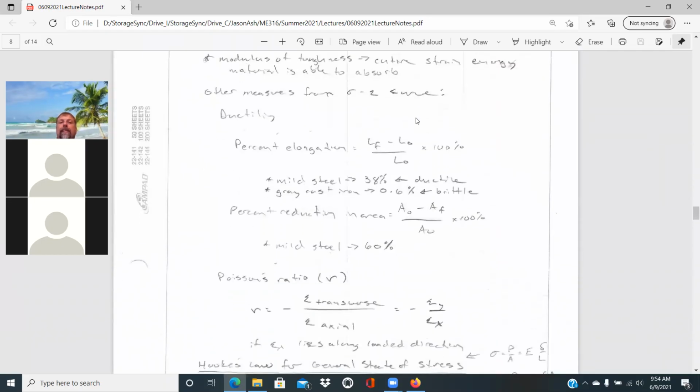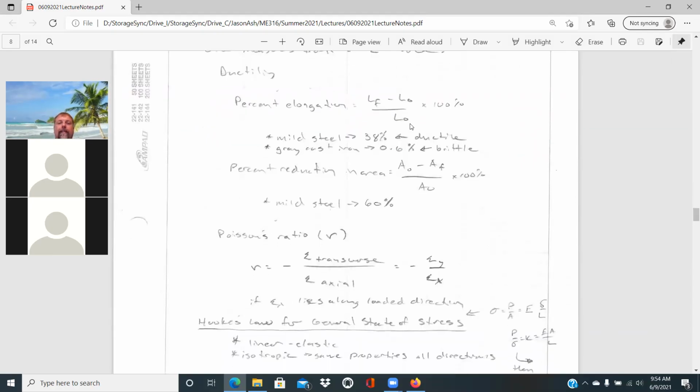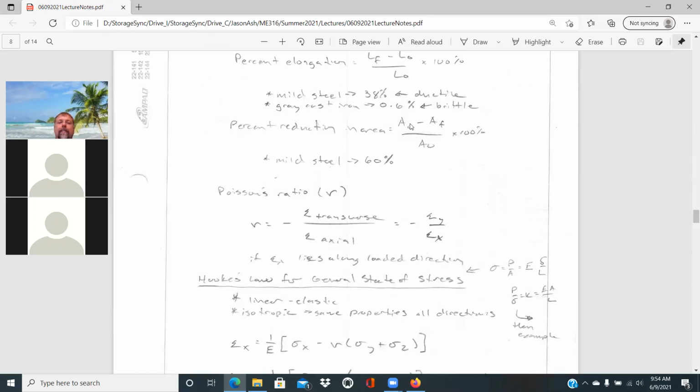And there's other measures of ductility, percent elongation. Mild steel is about 38% that it can elongate. So you can see that's equal to the strain, so a strain of 0.38, whereas gray cast iron is really brittle. And so it can only go to about 0.006 strain or 0.6% strain. And then it fails in a brittle manner. You can also look at percent reduction in area.